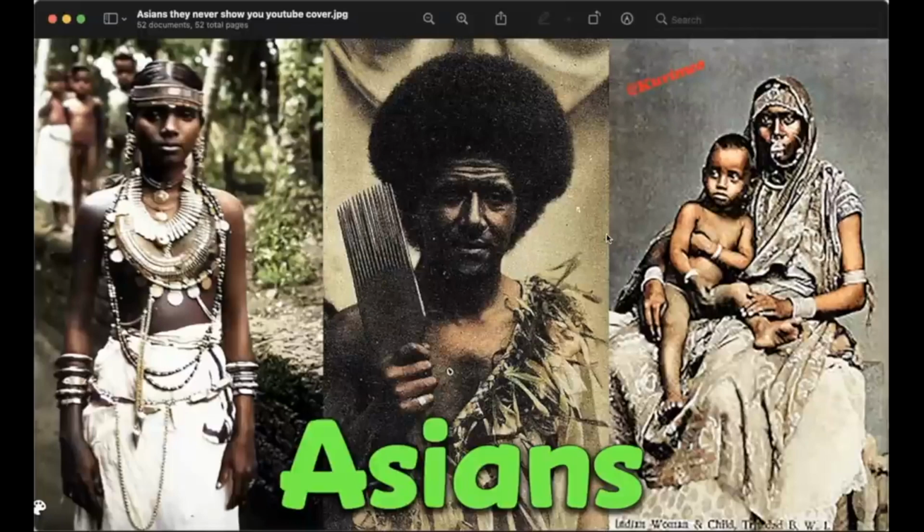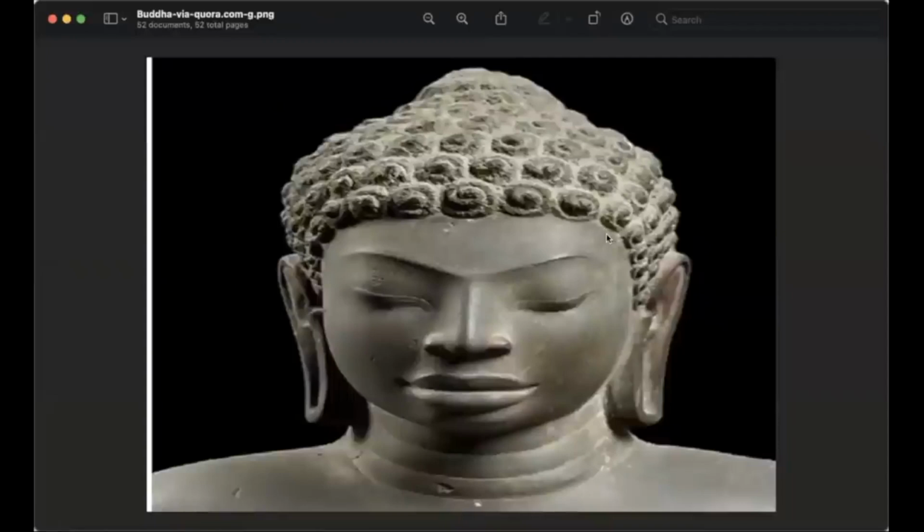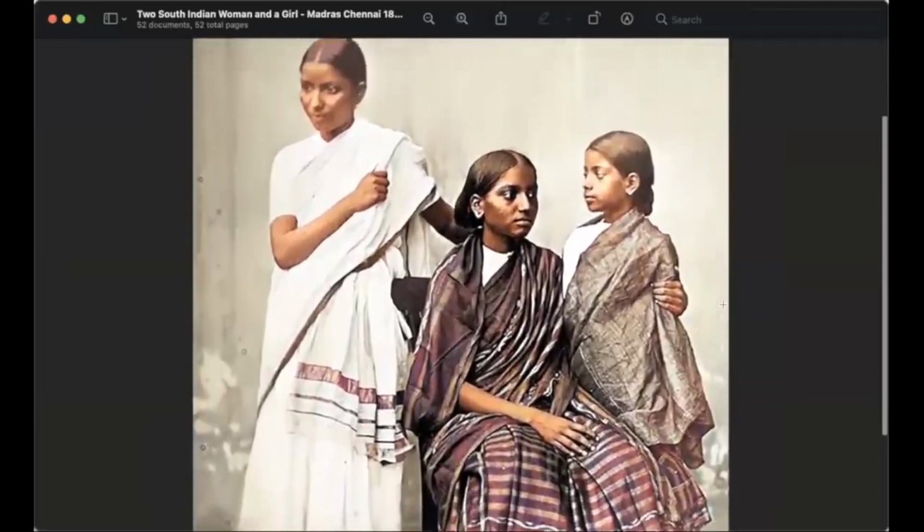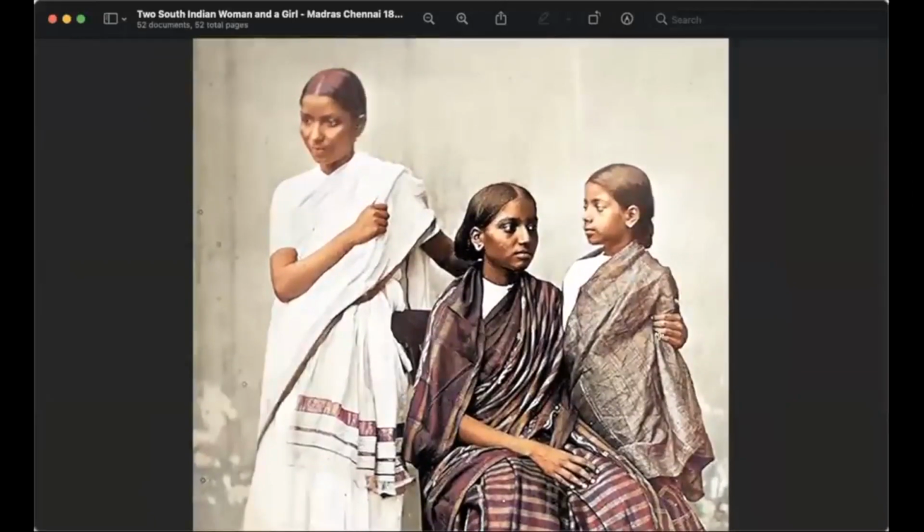With these images, I colorized some of them, just so we can get a clear perspective. This is another picture of Buddha right here, as you can see. Another statue of Buddha. Again, ancient Asia. Now, right here, we got two South Indian women and a girl. Remember the book said they were coming from the Indian subcontinent, Hindus, right? They were bringing them over here during colonial times.